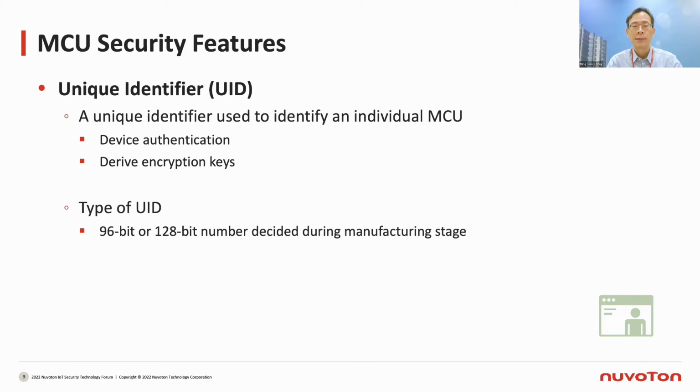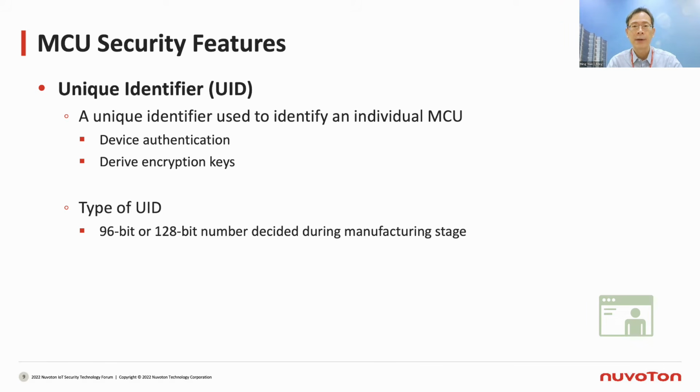Unique identifier. The meaning of unique identifier to MCU is equivalent to each person's unique fingerprint, which is used to identify each MCU individual. Since each MCU has a different unique identifier from others, unique identifiers are often used for device authentication. The unique identifier can also be used as a source for deriving encryption keys. Due to different sources, the encryption keys generated by each MCU will not be the same.